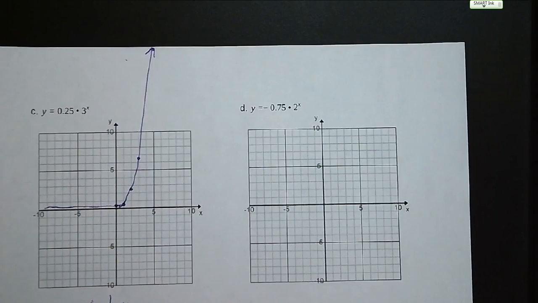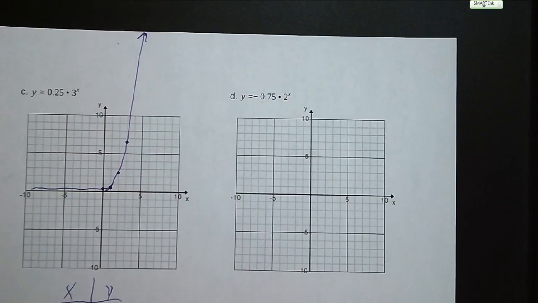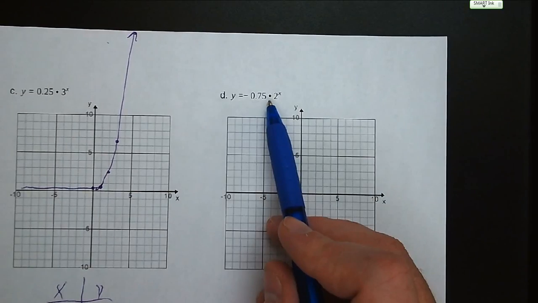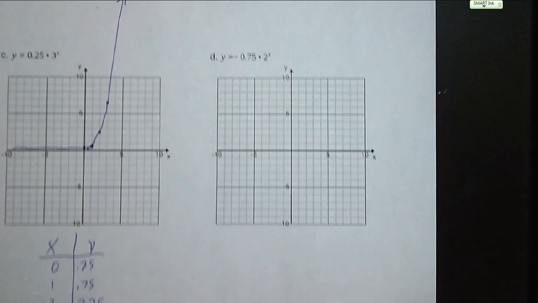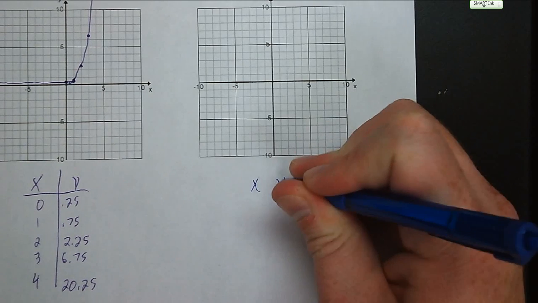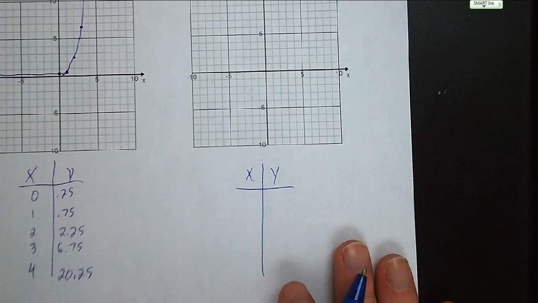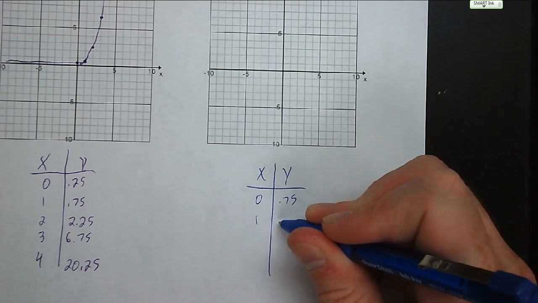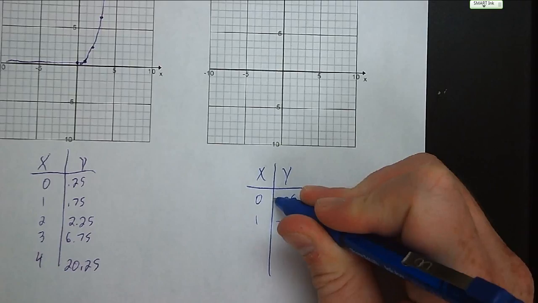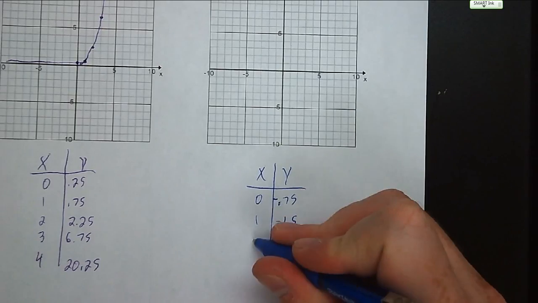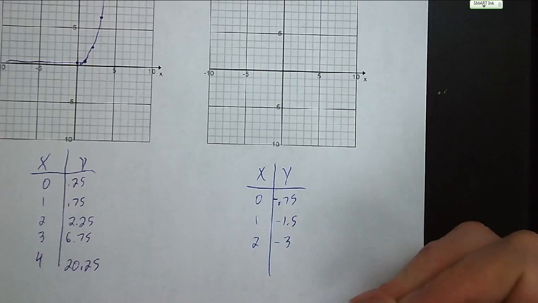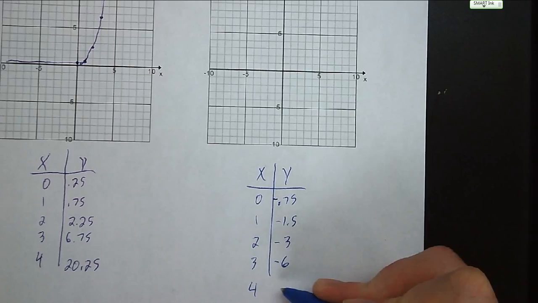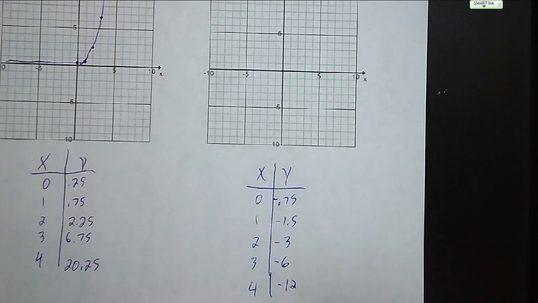Okay. All right, last problem, letter D. We've got y equals negative 0.75 times 2 to the x power. So you're just going to plug some values in for x up there. And I'm going to just plug in some of my own. So I go with 0, and that's negative 0.75. Go with 1, which is negative 1.5. I've got 2, and that's going to be at negative 3. 3 is negative 6. 4 is negative 12. All right, so I can graph that pretty easily.